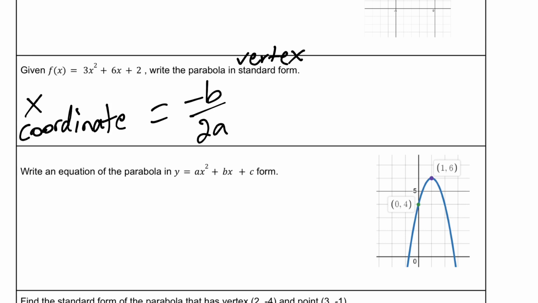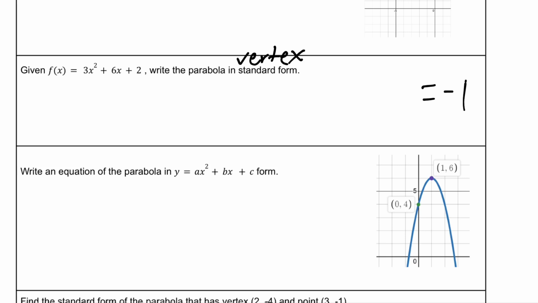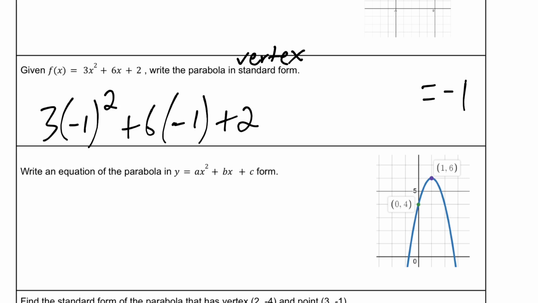The x-coordinate of the vertex is negative b over 2a. So that's negative 6 divided by 2 times 3, which is just negative 6 over 6, which is negative 1. To find the rest of the vertex, I can plug that in. 3 times negative 1 squared plus 6 times negative 1 plus 2. That's 3 minus 6 plus 2. That's also going to be negative 1. So my vertex will be negative 1, negative 1.